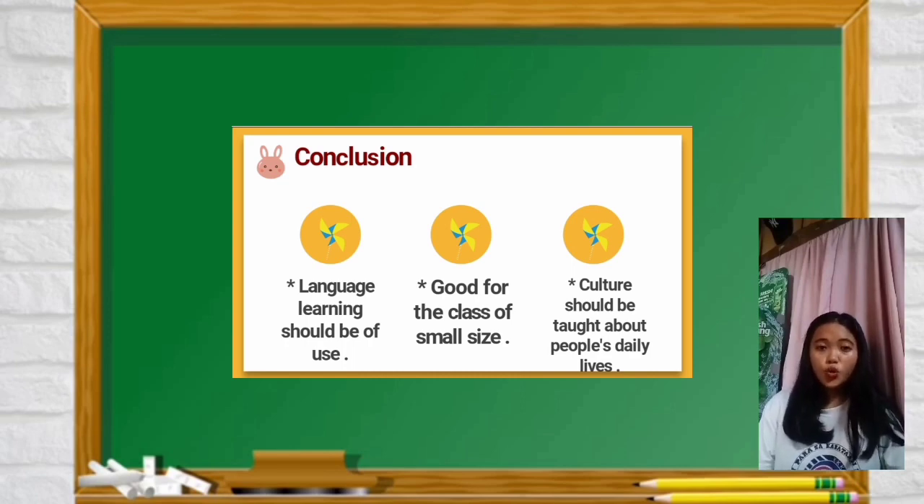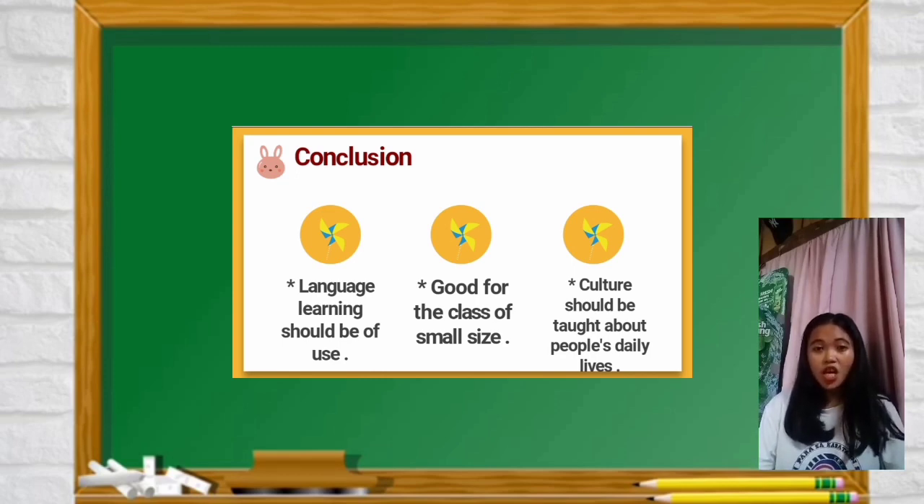Second is good for a class of small size. Yes, this method is very effective if the number of learners is small, and as I said earlier, we can focus more on teaching if there are few learners than with crowded ones. We can give them more of our focus and attention in teaching if they are few.